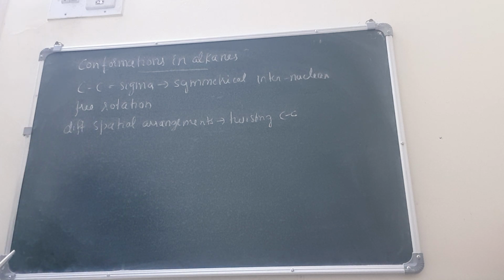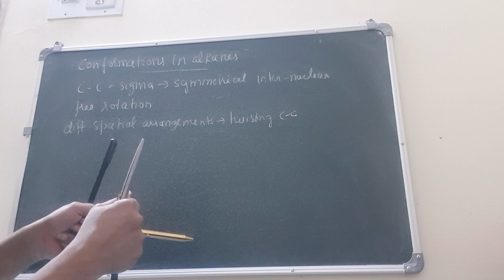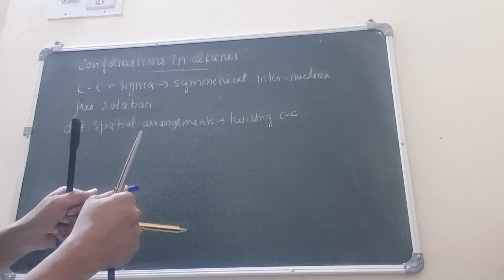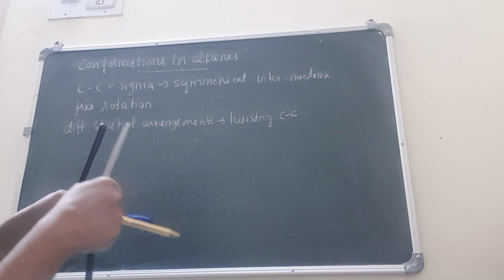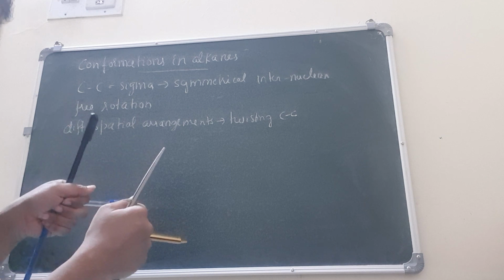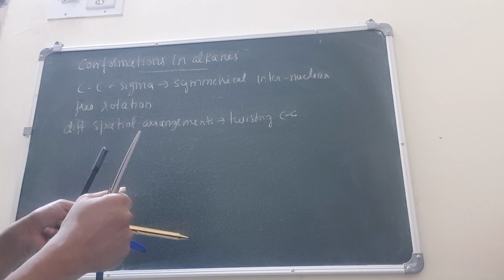In case of ethane, it will take about 20 kilojoules per mole of energy. 20 kilojoules per mole is what it takes when I try to rotate it. Now this is just a term, I don't think they'll ask you. The most important thing is what is eclipsed and what is the next one. Now I'll repeat eclipsed before I go to the next conformation.